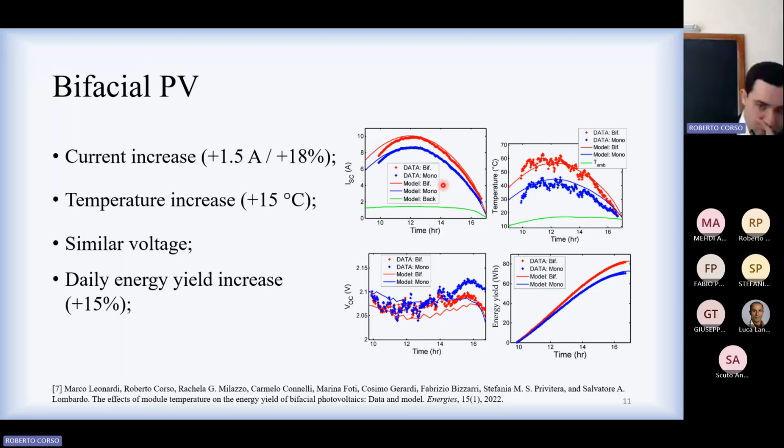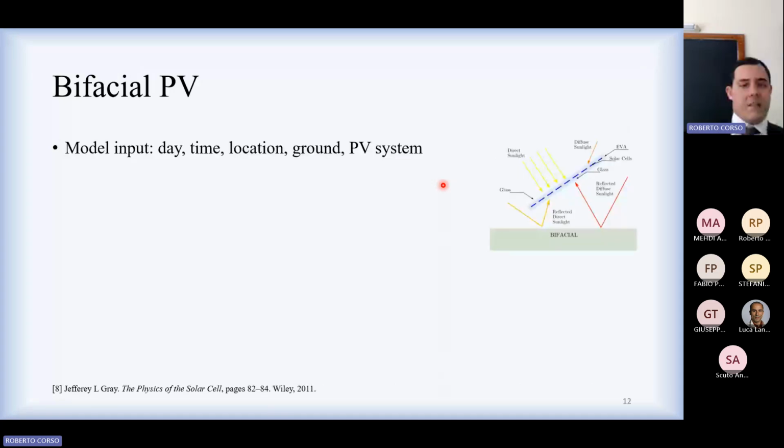In particular, we used a MATLAB model of the system, which has previously been developed by the group of Dr. Lombardo. Let's have a look at this model. Here we see the inputs. Of course, we have some coordinates, spatial and temporal, of the system, the configuration of the system, but also the reflectivity of the ground, which will come in handy when calculating the reflected components. Of course, we have to calculate all these components: the direct sunlight, the diffuse sunlight, and, as I said, the reflected component from the ground.